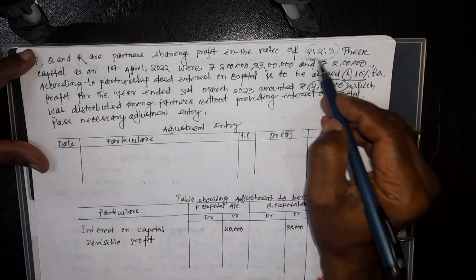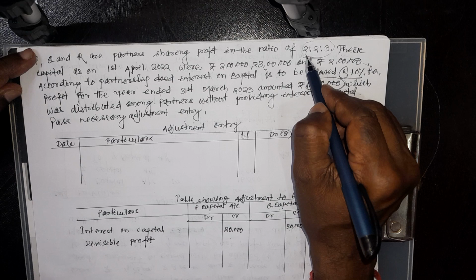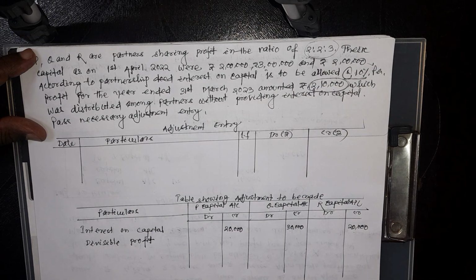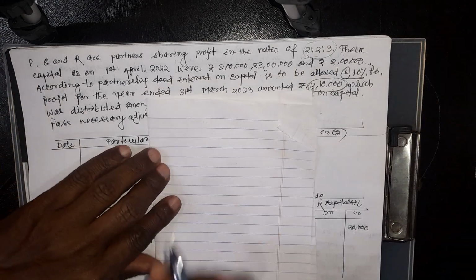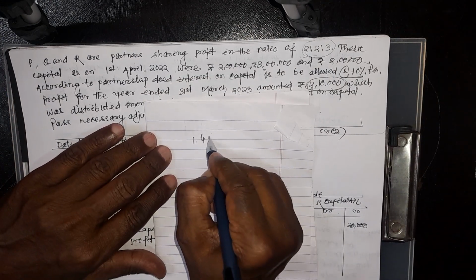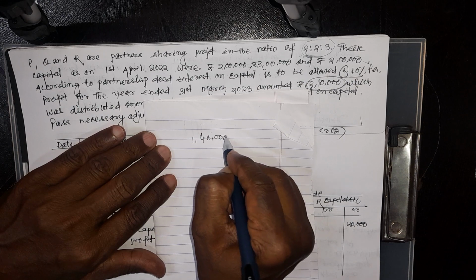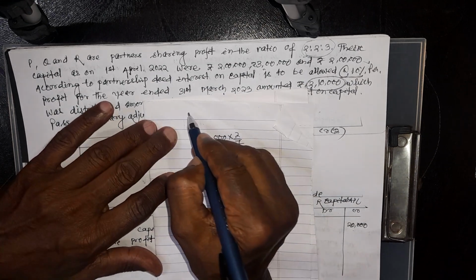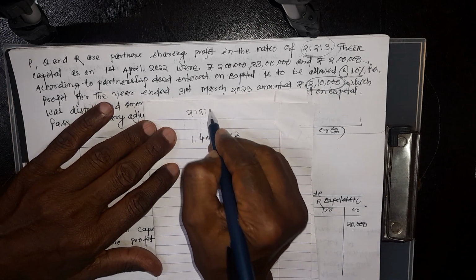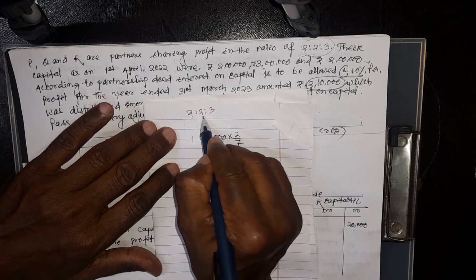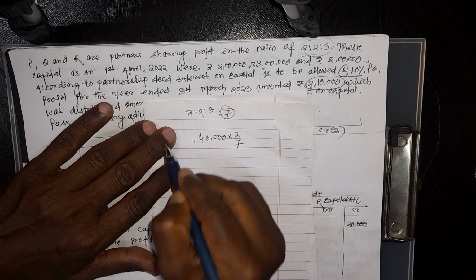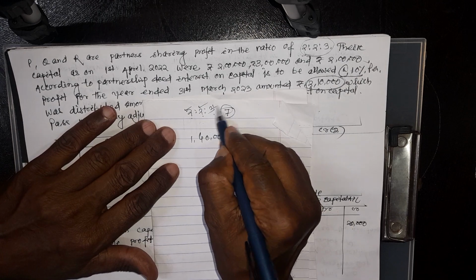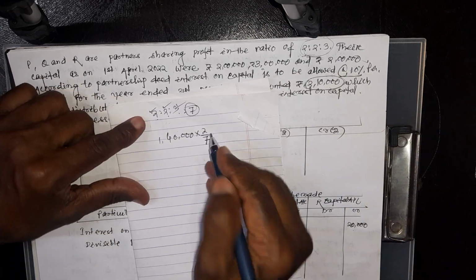So 1,40,000 into 2 by 7. Clear? You see now, 1,40,000 into 2 by 7. Understood from where I got 2 by 7? The ratio is 2:2:3. So what is the total? 2 plus 2 plus 3, that is 7. Out of 7, P will get 2 by 7, Q will get 2 by 7, R will get 3 by 7. Clear?